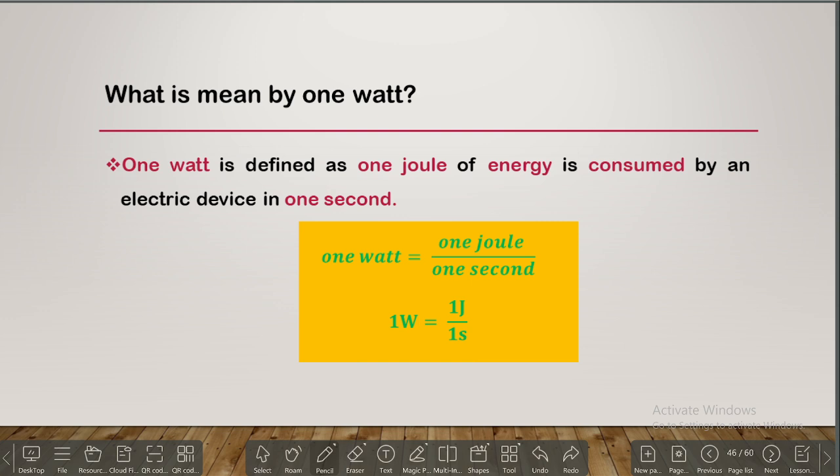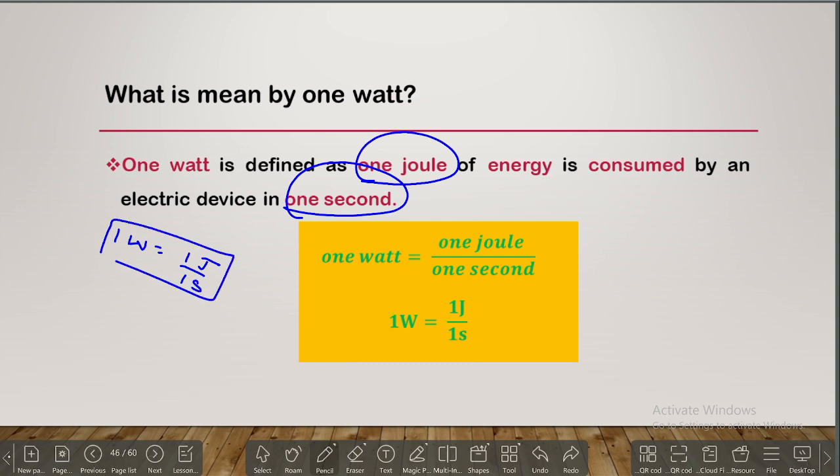How do we define 1 watt? 1 watt is defined as 1 joule of energy consumed. For example, take an electric bulb: to operate, it consumes 1 joule of energy, and to consume that 1 joule of energy it takes 1 second. Then you can say that the bulb has a power of 1 watt. So 1 watt is defined as 1 joule of energy consumed by an electric device in a time of 1 second. 1 watt is equal to 1 joule by 1 S.